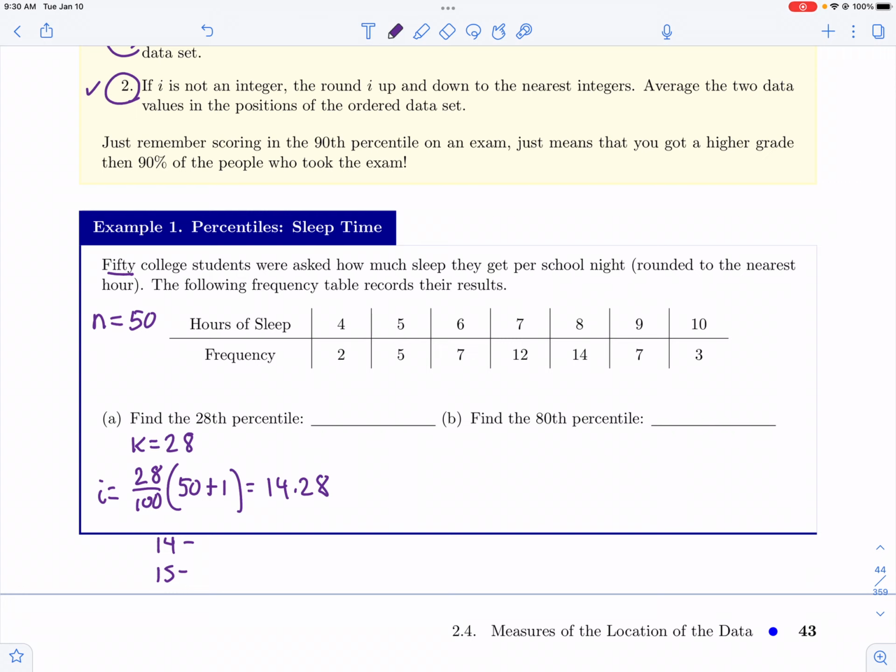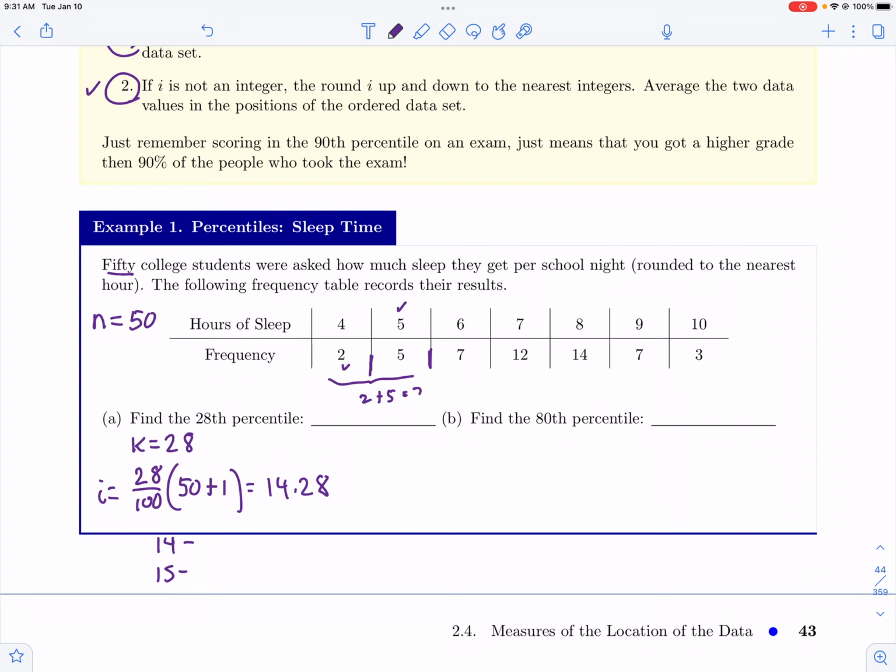The way the frequency distribution works is we add up our frequencies along the bottom so we can figure out where our 14th number is on our list and where our 15th number is. Notice where I drew this little line: there are only 2 values below that number because our frequency is 2. If I go up to here, then I've got 2 plus 5. So that means the 7th number in our list is going to be a 5.